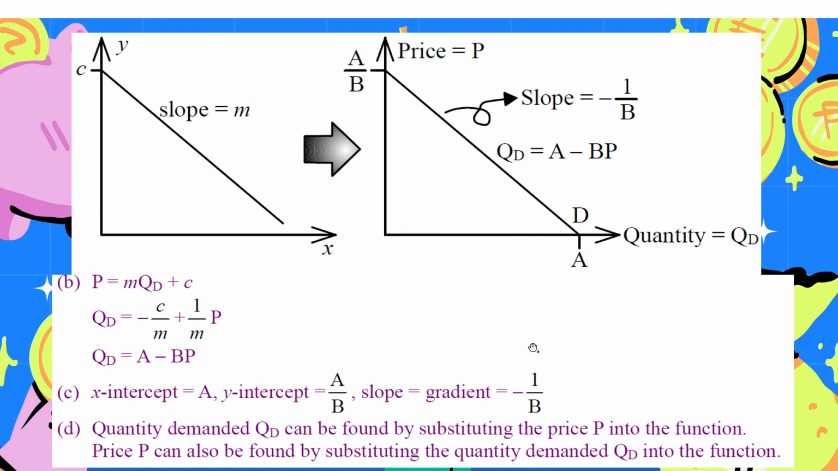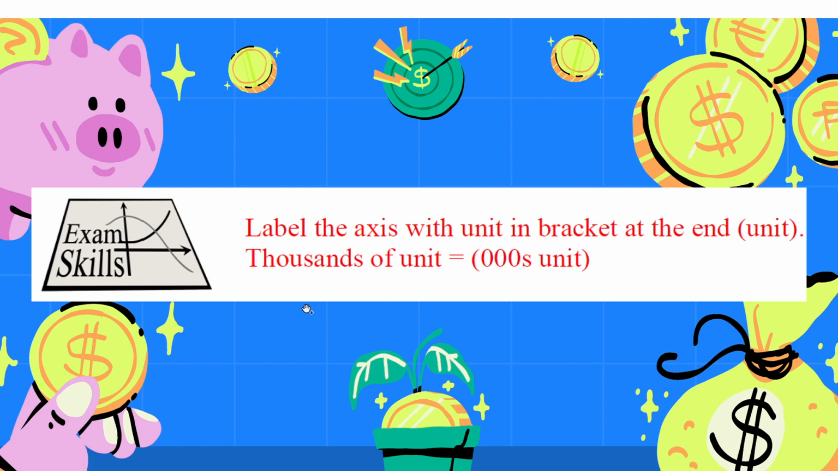Everything is in the model, but in the exam they give you the numbers. Just remember, it is not exactly y equals mx plus c directly. You need to change the subject. Our model is QD equals a minus bP. If we use this model later on, our calculation and discussion will be more straightforward. Quantity demanded can be found by substituting the price, and price can also be found by substituting the quantity demanded. Sure, just a relationship.